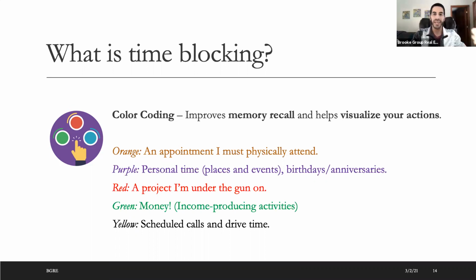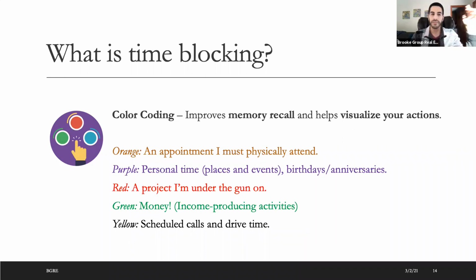One would be places and events, and then the second would be important dates like birthdays and anniversaries. Red is a project I'm under the gun on, and I use red because it is a chaos color to me. It means that bar none, I cannot schedule over red, because unfortunately I do schedule over other events at times, and I end up having to make changes and some sacrifices to prior plans.